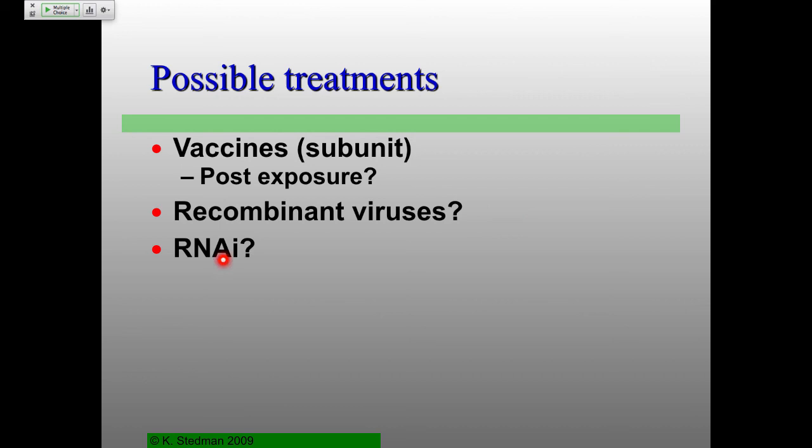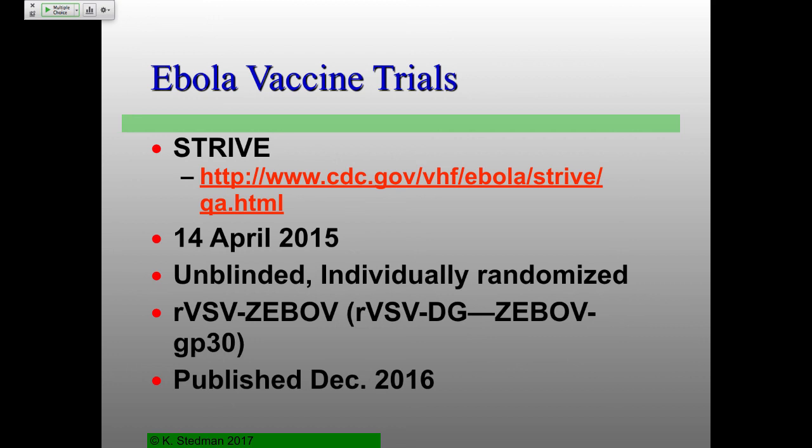The main vaccine trial was STRIVE, some acronym or another, I can't remember exactly what it is. It started in April 2015, so this is the combination stage 2, stage 3 clinical trials that were happening there.